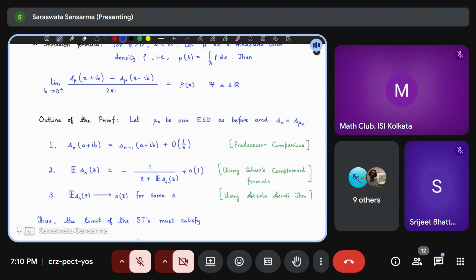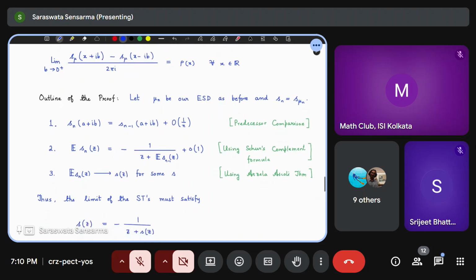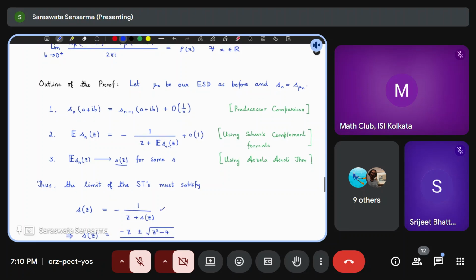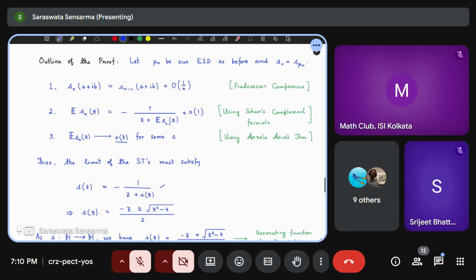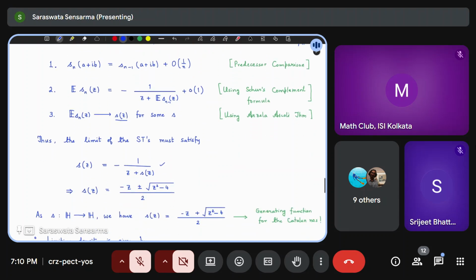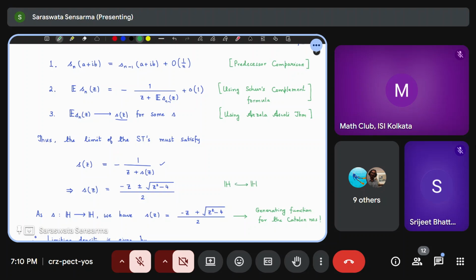Once we have shown these things, this limiting Stieltjes transform must satisfy something like this because of point 2 and point 3 together. In particular, we can solve this. We get S of z is minus z plus or minus the root of z squared minus 4, over 2. But notice what I said in the beginning. It's a Herglotz function, so it must take the upper half plane to the upper half plane. In particular, this must be a plus. So we are basically done. Indeed, if you know what the generating function of the Catalan numbers is, bells should be ringing in your mind. This is the generating function for the Catalan numbers.